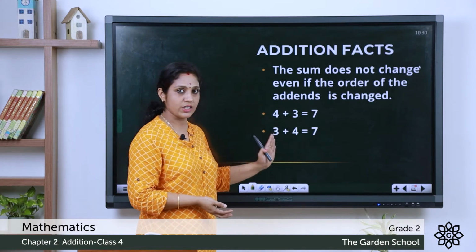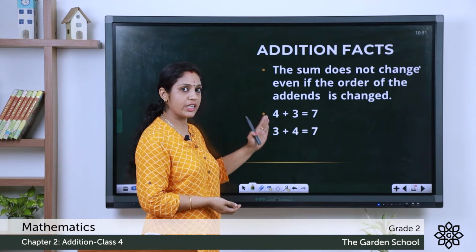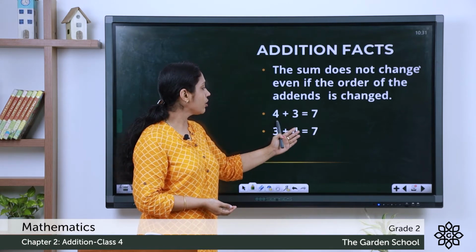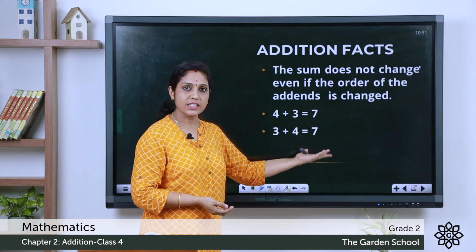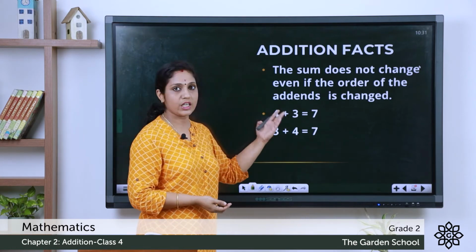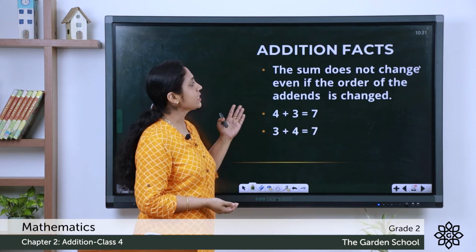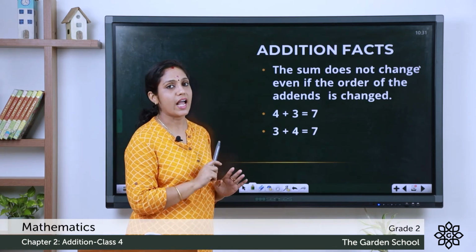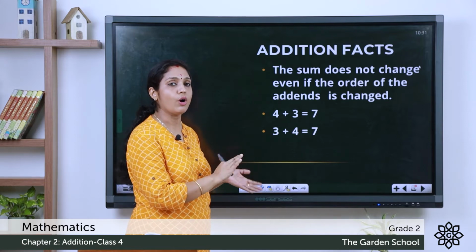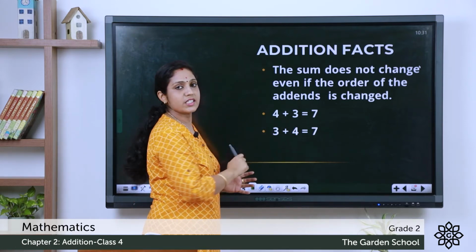Let's write first 3 and then 4. So first here we have written 3 plus 4. We get the answer same. So 4 plus 3 is equal to 7 and 3 plus 4 is equal to 7. So the sum does not change. That is, the answer will not change even if the order of the addends is changed.